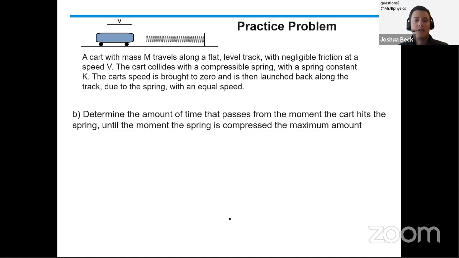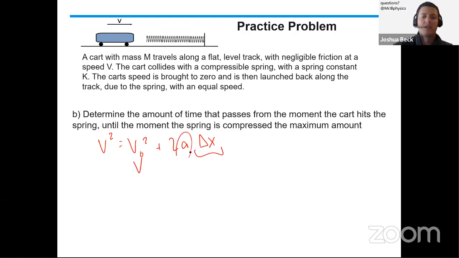Look at part B. Determine the amount of time that passes from the moment the cart hits the spring until the moment that the spring is compressed to its maximum amount. Okay, well, I've got forces and I have accelerations, and I just came up with some equations for force and acceleration. So I'm going to go to my kinematics. I'm going to use this equation here. That's my maximum displacement. This is my initial velocity, so that's v. My acceleration, well, I just found some equation for acceleration.